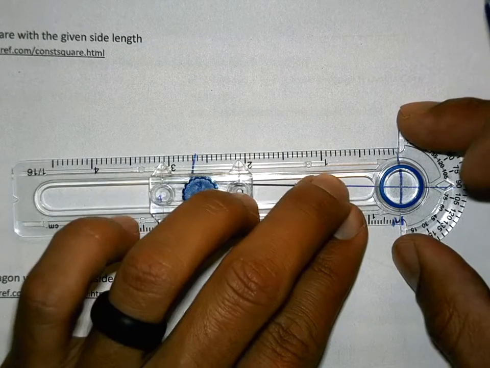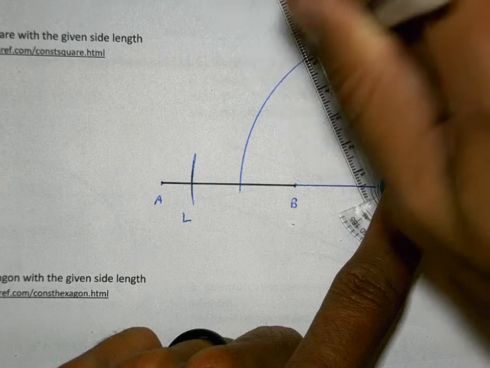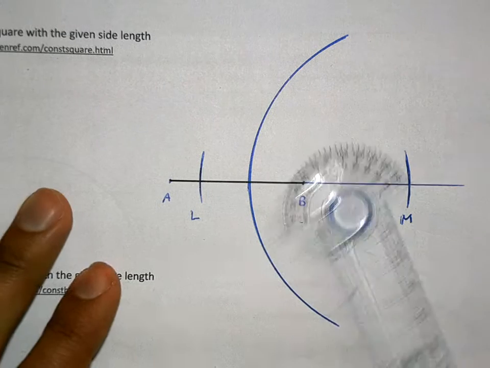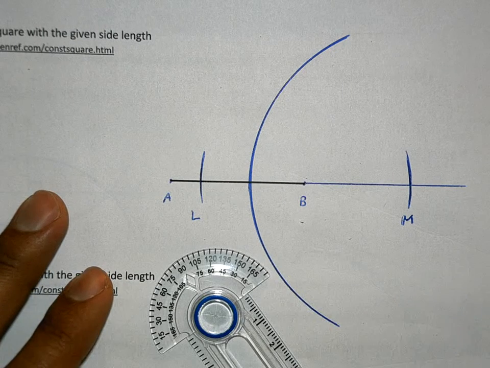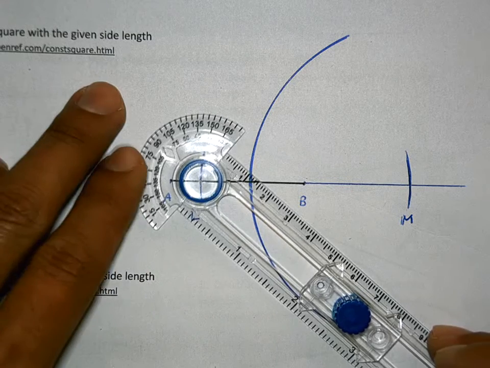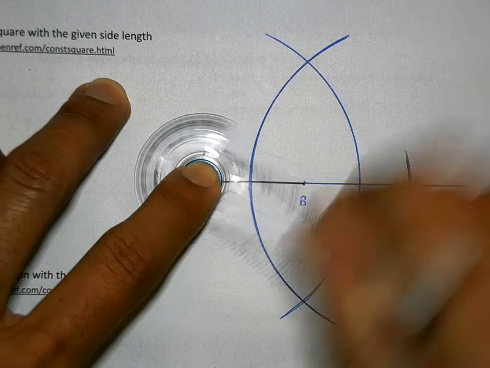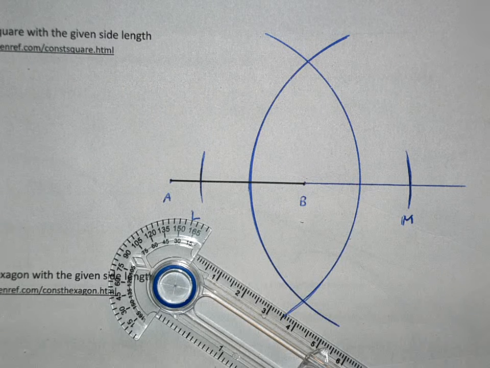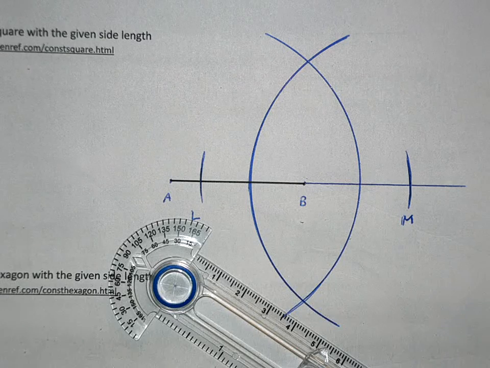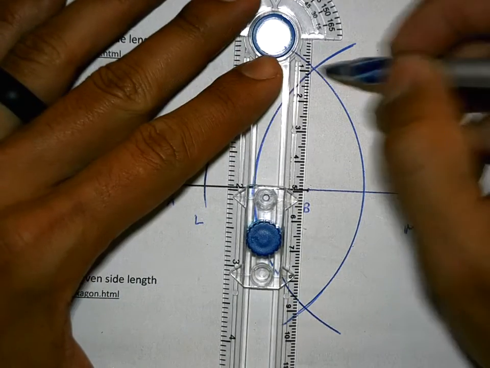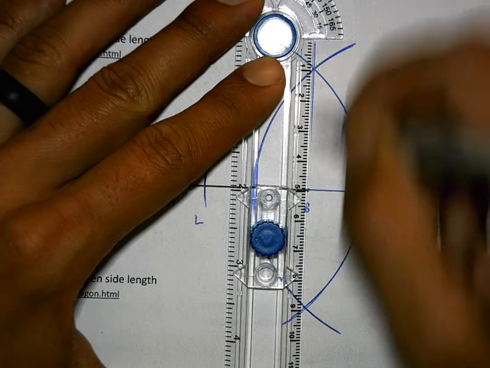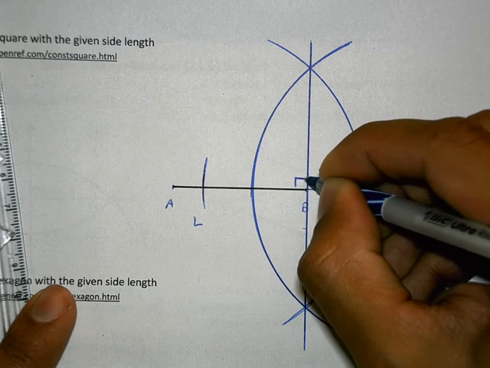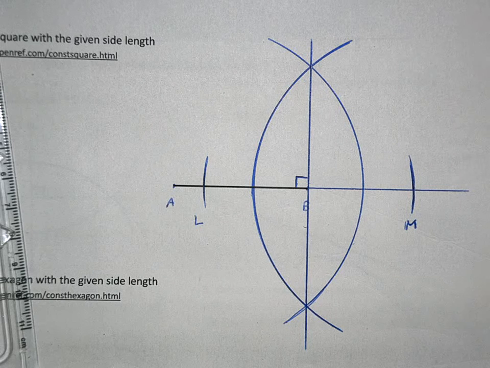What I'm going to do next is I'm going to create that semicircle from M. Make sure it goes above B and below B. And then the same thing from L. If we're doing this right, what we are going to have is a perfect right angle that goes through B. Now we have the right angle symbol right there. That is a perfect perpendicular right angle, which is what we need for a square.